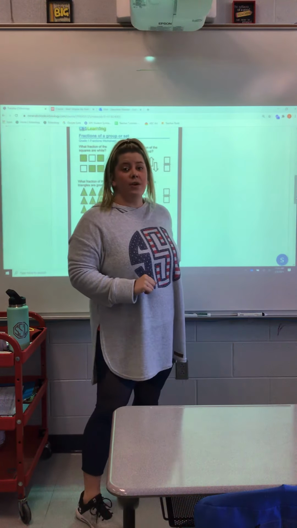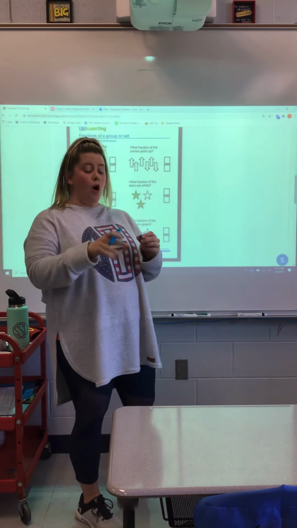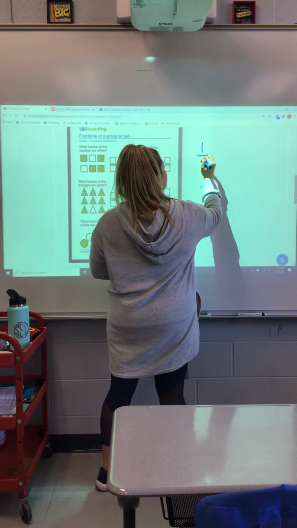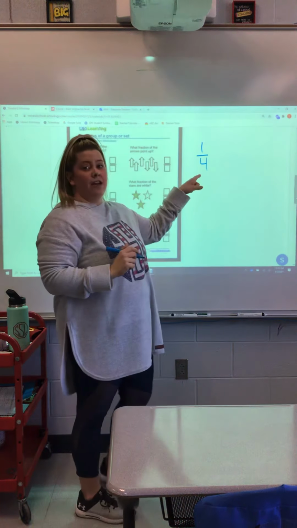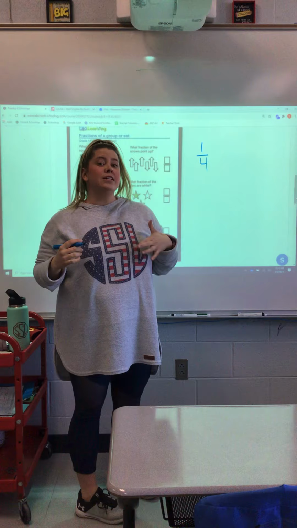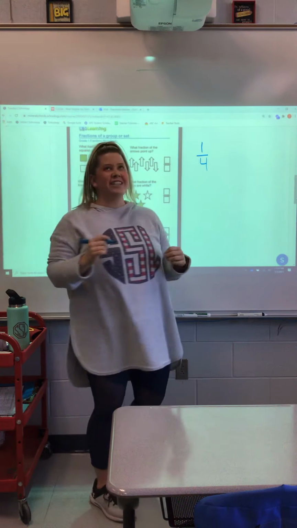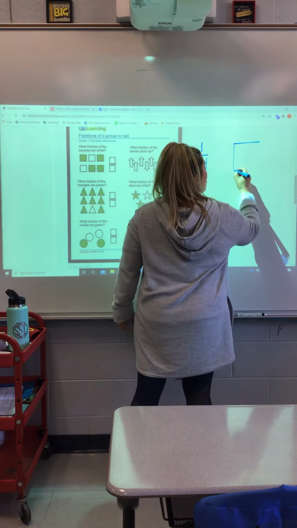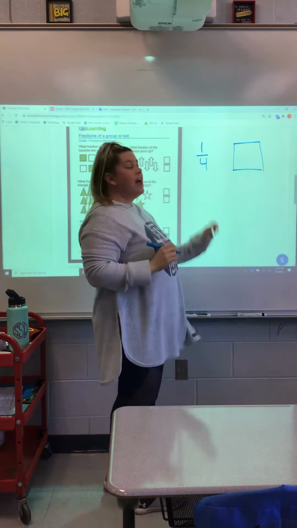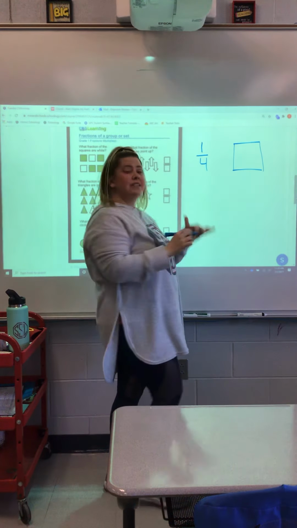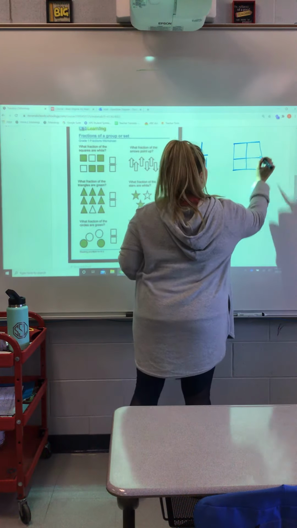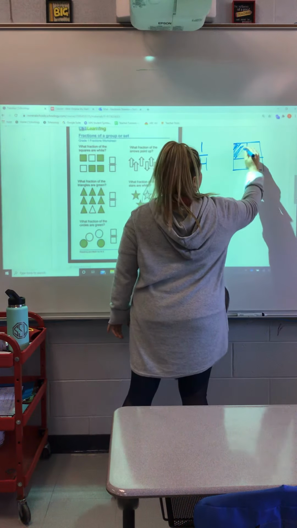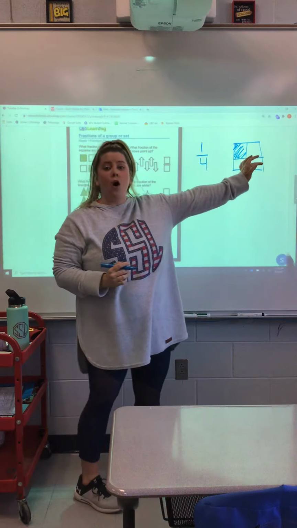So the first way that we have learned is fractions as part of a whole. We know we have a numerator and a denominator, and when we talk about fractions as part of a whole, that means I have one whole shape. The denominator is how many parts my shape is divided into, and my numerator tells me how many parts I am talking about. So that's fraction as a whole.